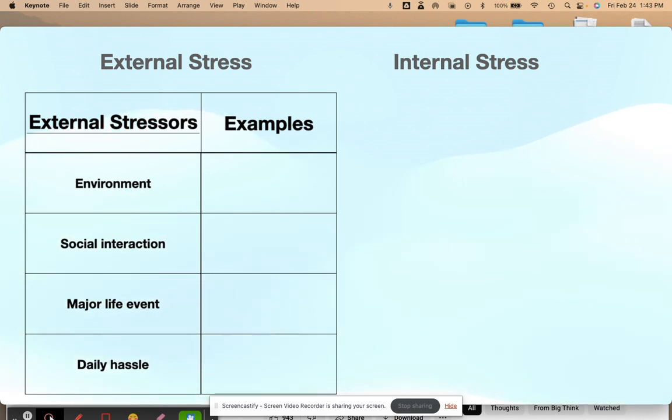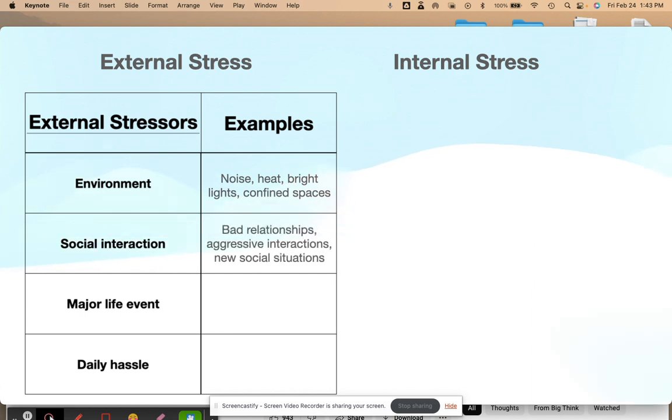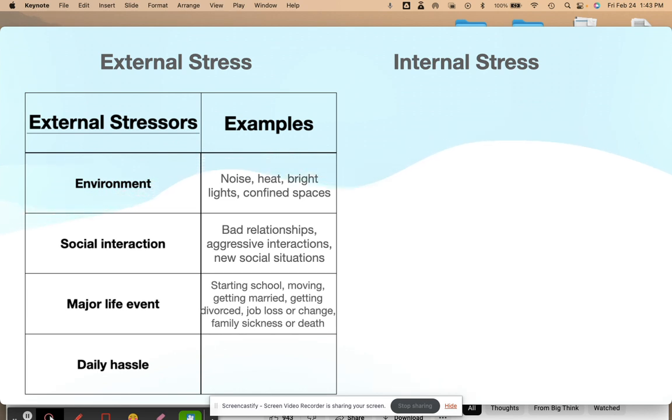Here are the examples of external stressors that are found in your textbook: from the environment, noise, heat, bright lights, confined spaces; from social interaction, bad relationships, aggressive interactions, new social situations; from major life events, starting school, moving, getting married, getting divorced, job loss or change, family sickness or death; and daily hassles, commuting to work or school, car repairs, and paying bills.